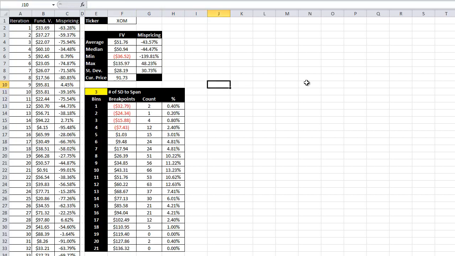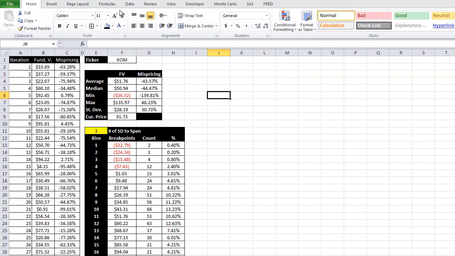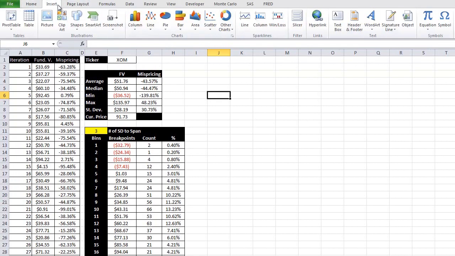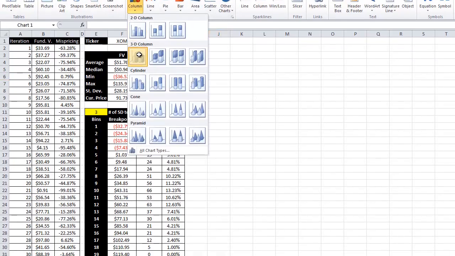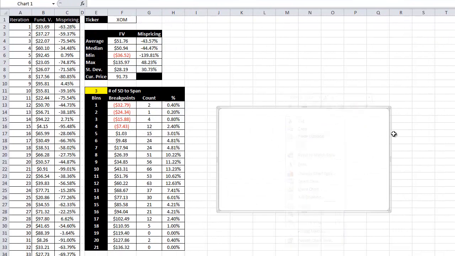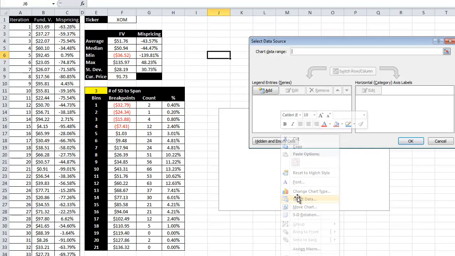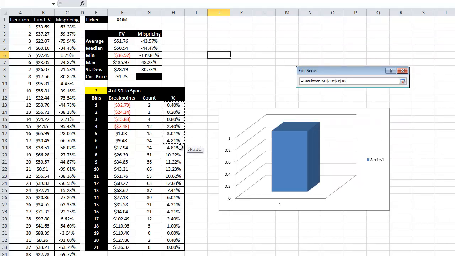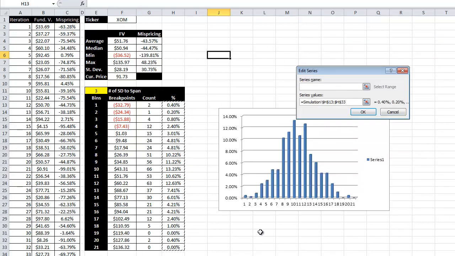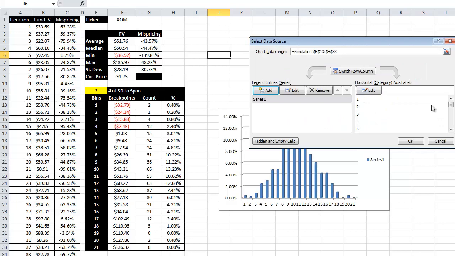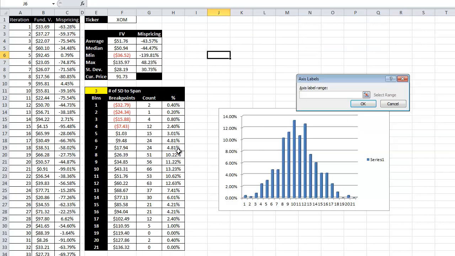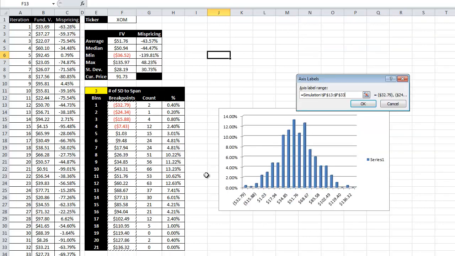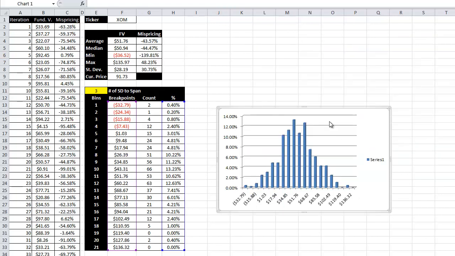Now the last thing I want to do is draw a histogram of this. So let's go up here and insert a column chart. All right, so we need to right-click, select data, add it. Don't worry about giving it a name. Just go highlight the frequencies. So that's the probability of having an outcome in each of our bins. Click OK. And then you want to go ahead and edit the horizontal axis, which is just going to be the bin labels right there. Click OK.